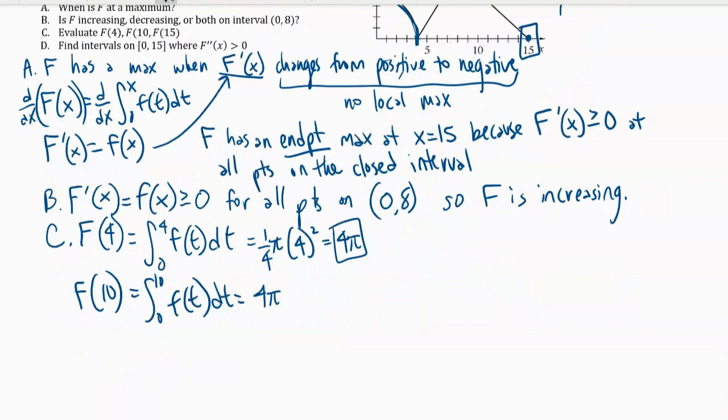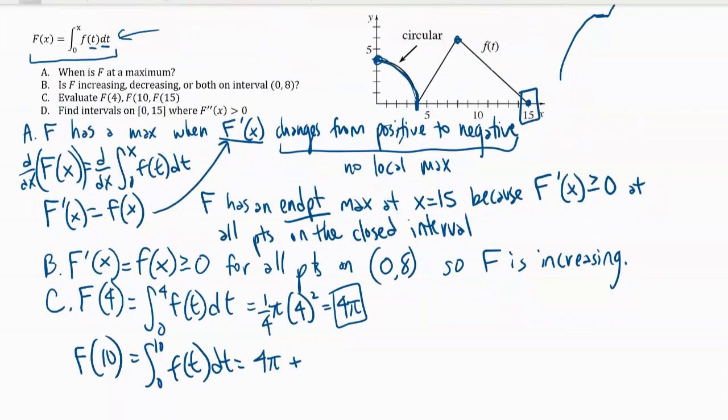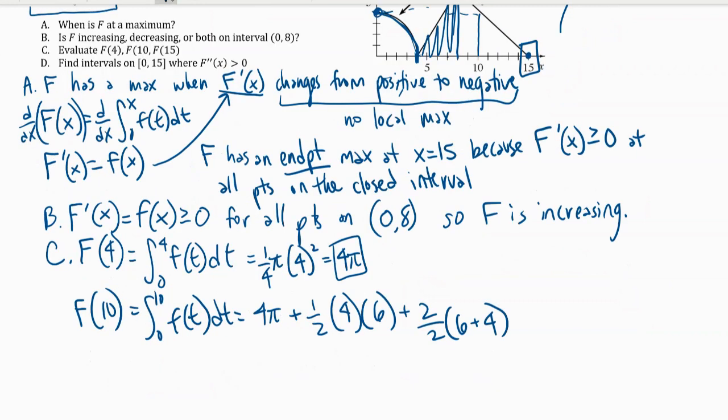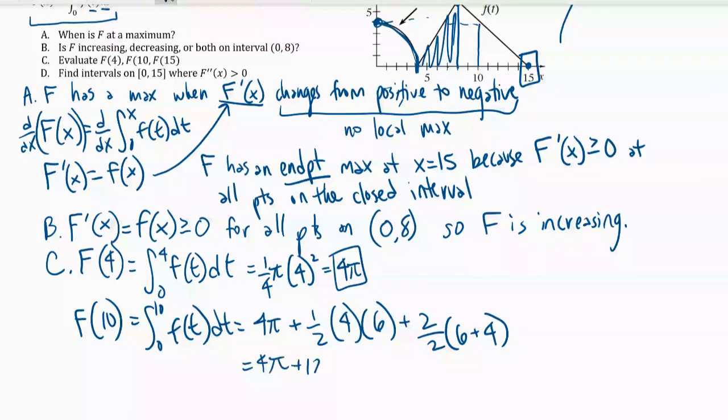That is going to be 4 pi, so the integral from 0 to 4, plus the integral from 4 to 10. So the integral from 4 to 8 is a triangle. 1/2 base, 1, 2, 3, 4, height is 6. So that's this triangle here. And then I have to add the trapezoid. The trapezoid has a width of 2, and the height is 6 and 4. Okay. All right. And then I add these up and I get 4 pi plus 12 plus 10. So that is 22 plus 4 pi is what capital F of 10 is.